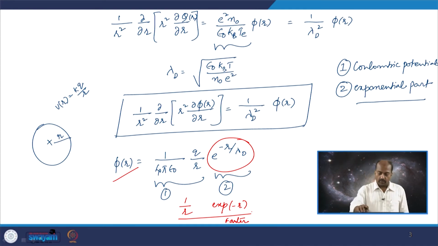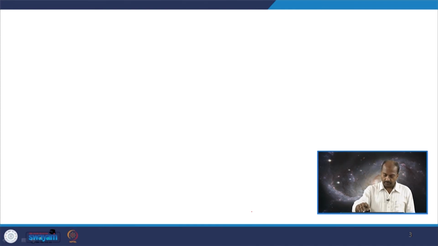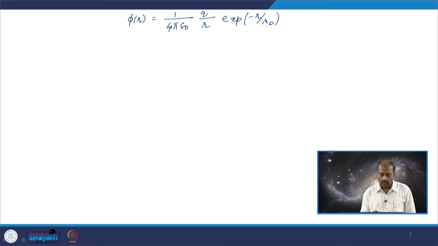Now, let us try to understand the more important features of this particular potential. We have been able to derive phi as 1 by 4 pi epsilon naught into q by r into exponential minus r by lambda d. Let us observe this: this is part 1 and this is part 2.